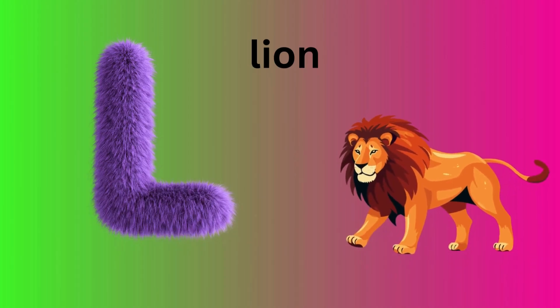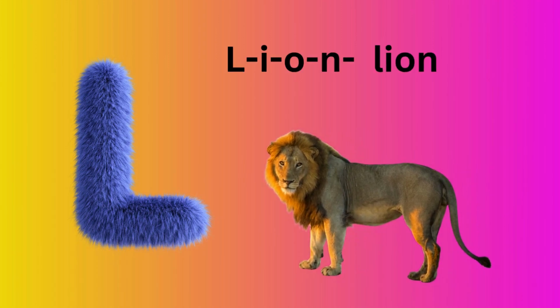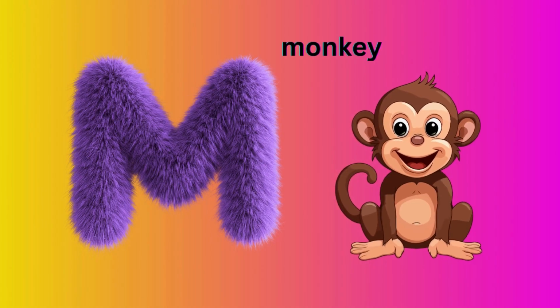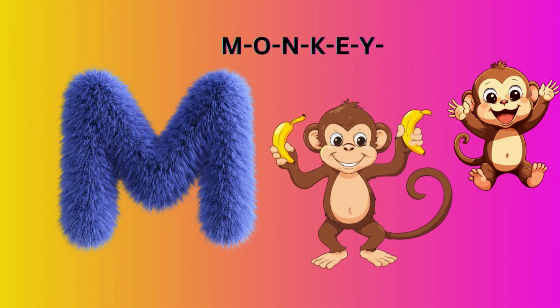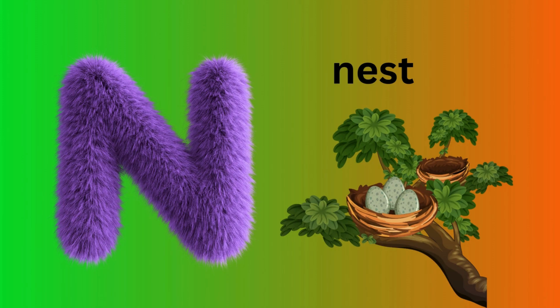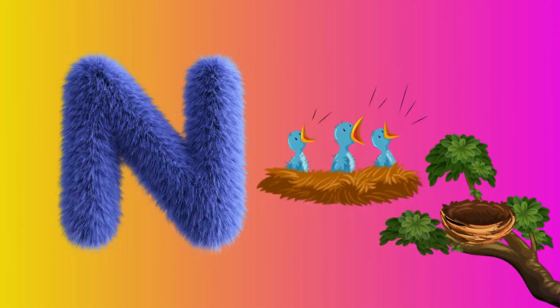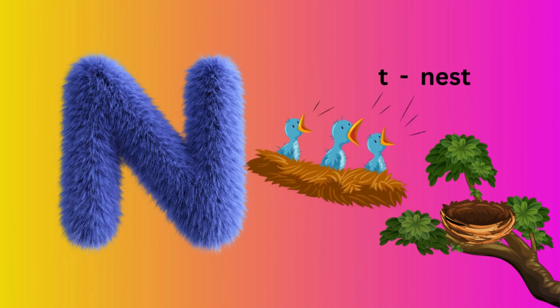L is for lion. L, I, O, N, lion. M is for monkey. M, O, N, K, E, Y. Monkey. N is for nest. N, E, S, T, nest.